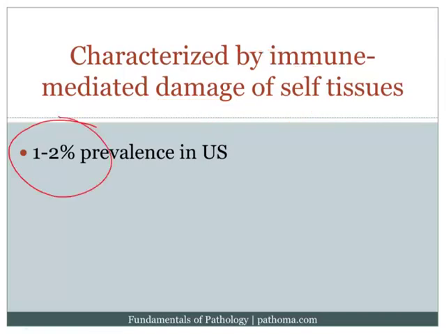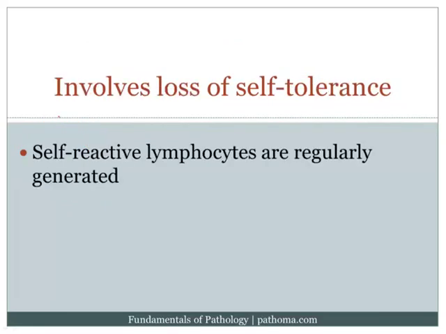There's about a 1 to 2% prevalence of these disorders in the United States, and so all of us are going to see this in our clinical practice. The underlying premise of autoimmunity is that there is a loss of self-tolerance. To understand this, let's go back to normal.